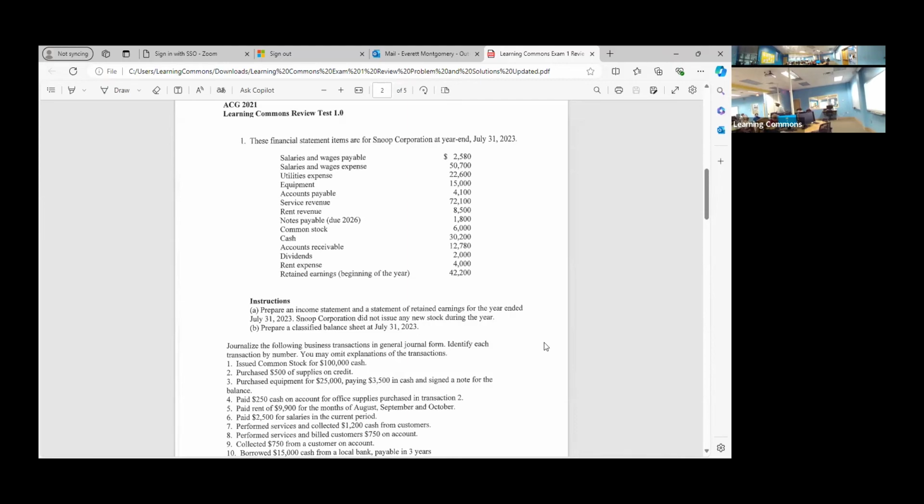Remember, liabilities are something that you owe, right? An expense is something that has occurred already. It's happened. You pay it, or you're going to pay it. And revenue is not an asset. Revenue goes into the income statement.